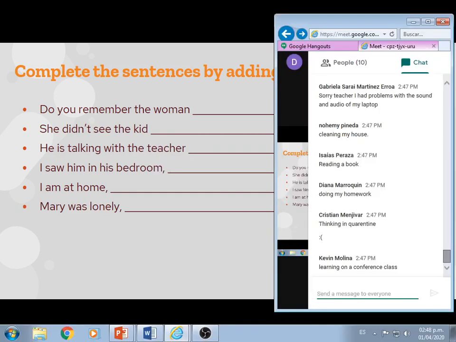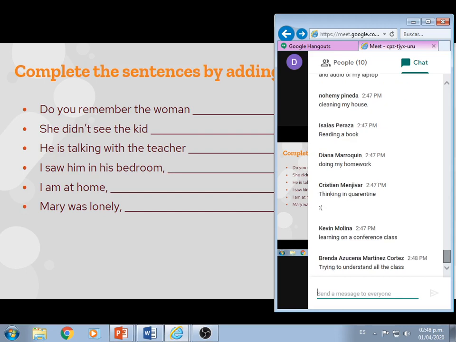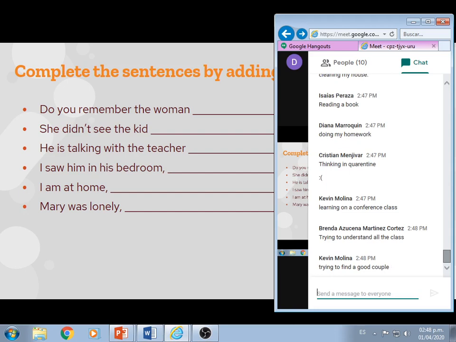Mary was lonely. I would say that Mary was lonely, listening to the Temerarios. Yeah, she shouldn't do that, but she's doing it. Okay, trying to understand all the class. Okay, lonely. Remember that lonely is when you don't have anybody with you, and that's why you are sad. Trying to find a good couple. Oh God, Kevin, that's a good one. Trying to understand the class. Yeah, that's why she might be lonely. Remember that lonely and alone are not the same.